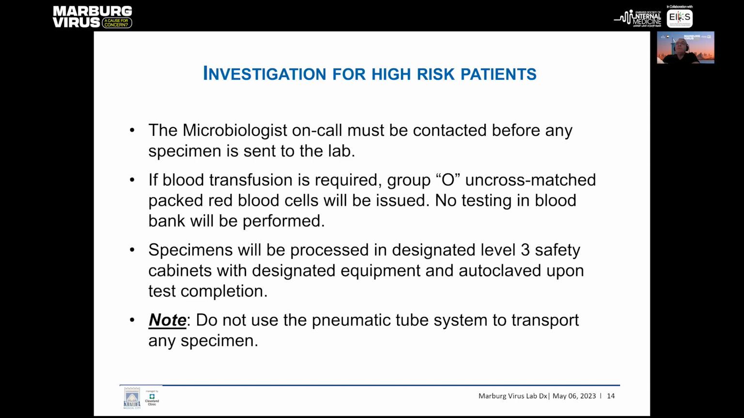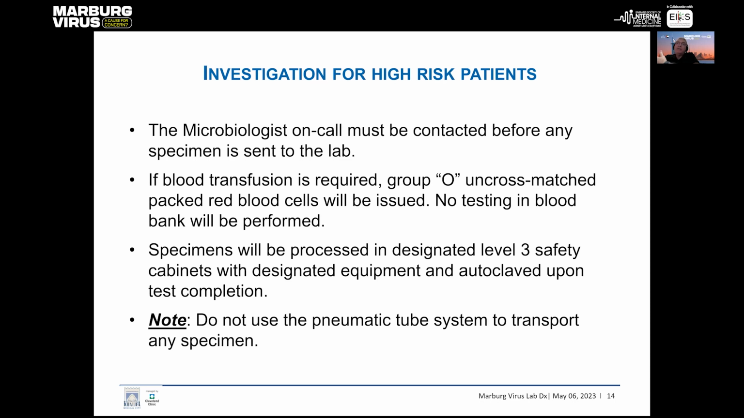The specimens will all be processed in the BSL-3 safety cabinets, and these safety cabinets are also called glove boxes. I'll show you one in a moment. And you can see that this is not present in every lab, only in specialized labs. And they also will be autoclaved right upon test completion.